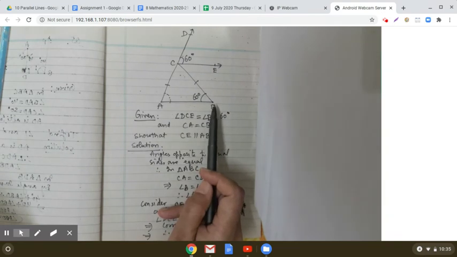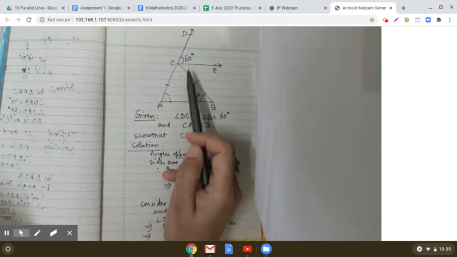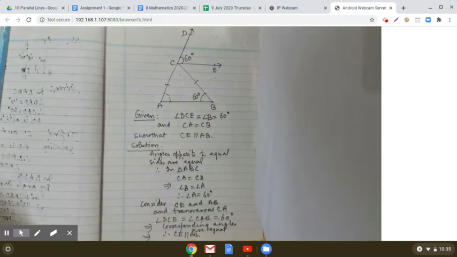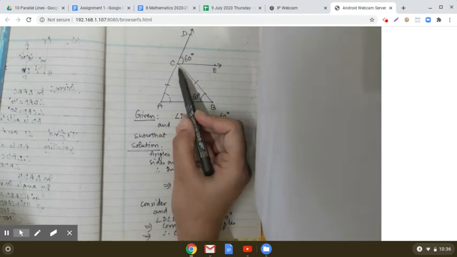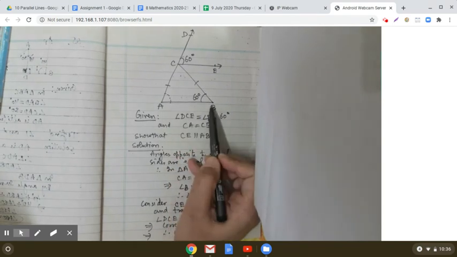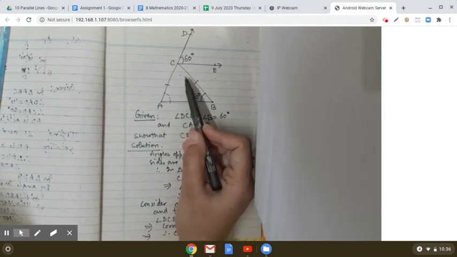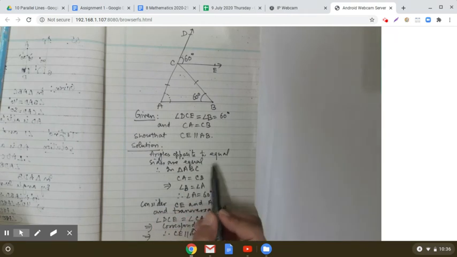Now you tell me one thing. In your previous class, you have studied one relationship between the equal sides of a triangle and the angles. Do you recall that? Yes, you are right. That in a triangle, if two sides are equal, then angles opposite to those sides are also equal. So first of all, we will consider triangle CAB, and we write that angles opposite to equal sides are equal.